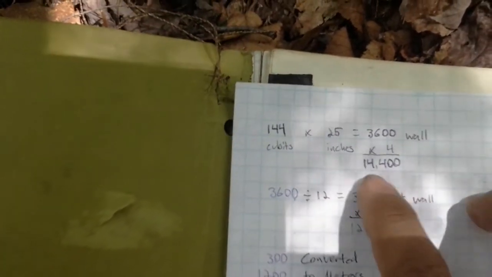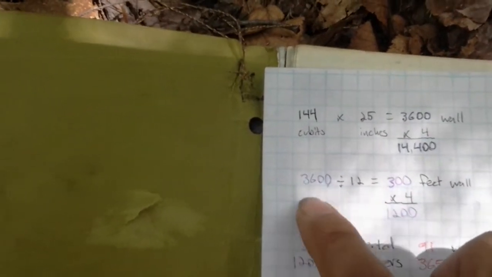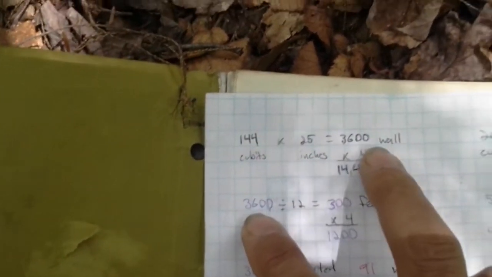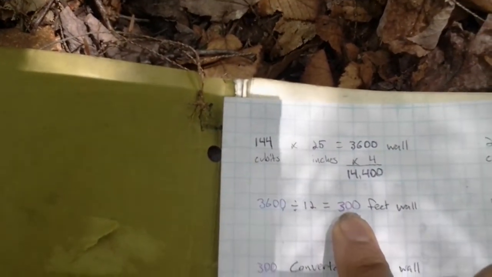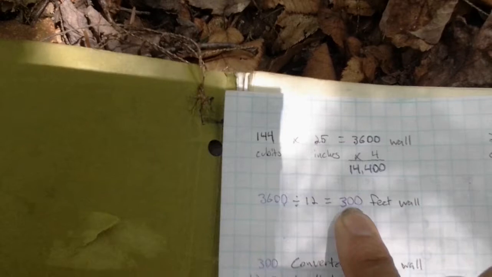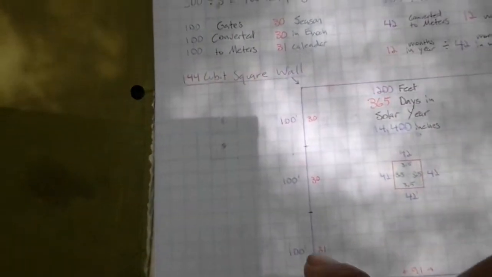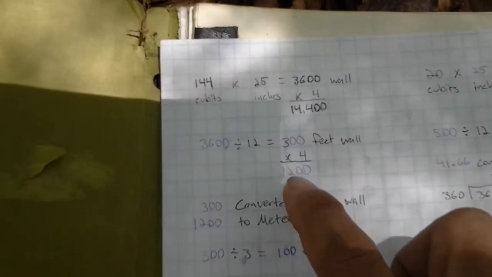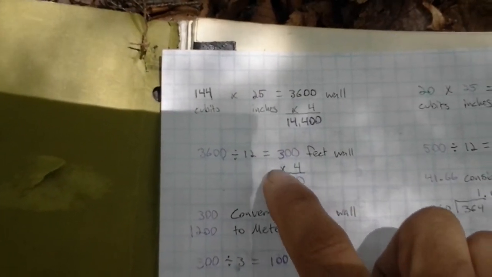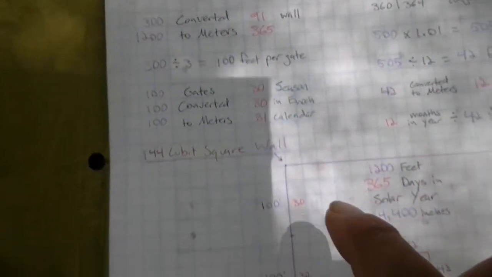Now, when you go to measure something that many inches, you would convert it to feet, and there are 12 inches in a foot, so we take 3,600 that's in the wall, and we divide that by 12, and now each wall is 300 feet, okay? So, just like we have here, one wall is 300 feet, and that's one wall, so we multiply that by 4, and we get 1,200, okay?